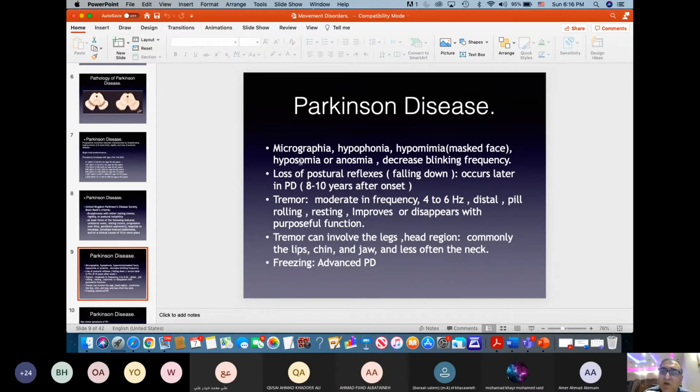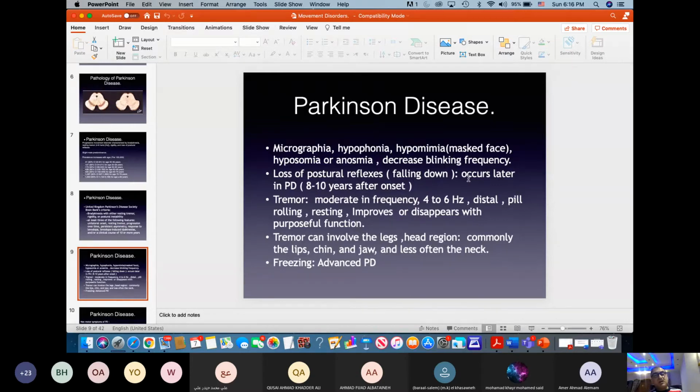They will also have hyposmia or anosmia, either loss of smell or decreased smell. And this feature can predate the diagnosis of Parkinson's disease. And constipation. Decreased blinking frequency, again due to rigidity in the muscles of the face. Loss of postural reflexes leading to falling down typically occurs later in the disease.